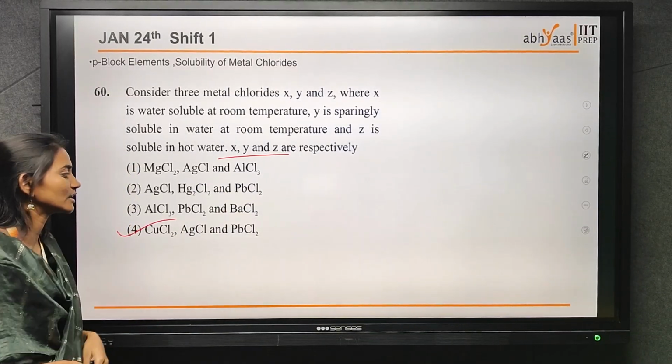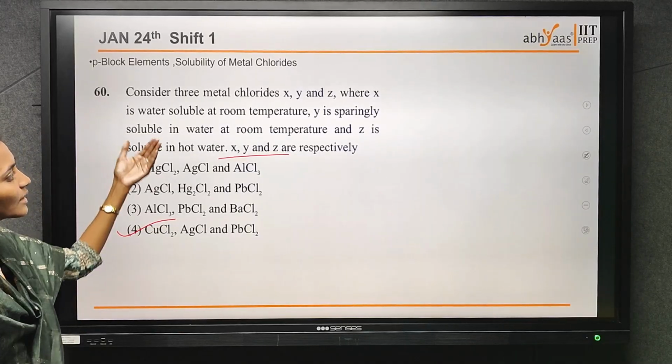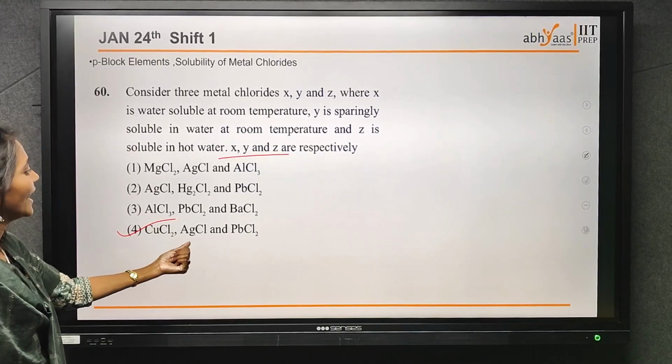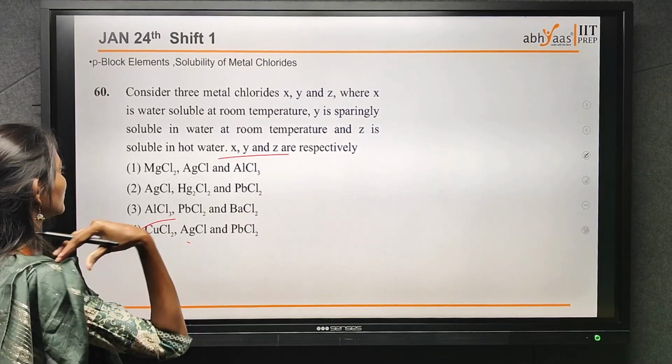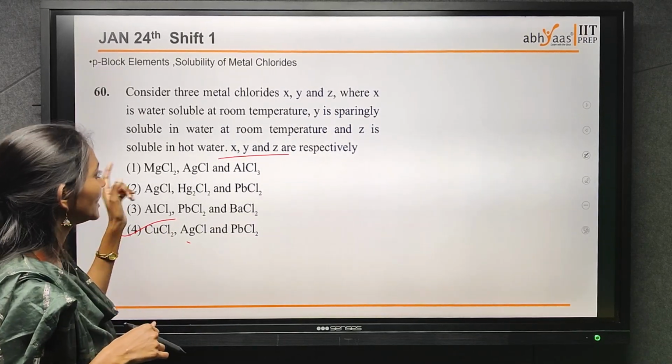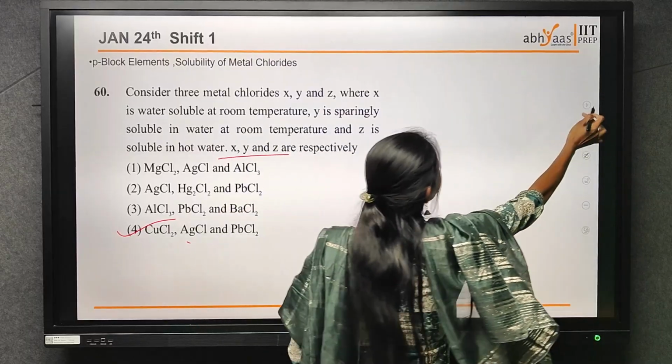So the answer is CuCl2, AgCl, PbCl2. So CuCl2 is soluble at room temperature, and silver chloride is sparingly soluble in water at room temperature. And moving on to this, lead chloride is soluble in hot water.